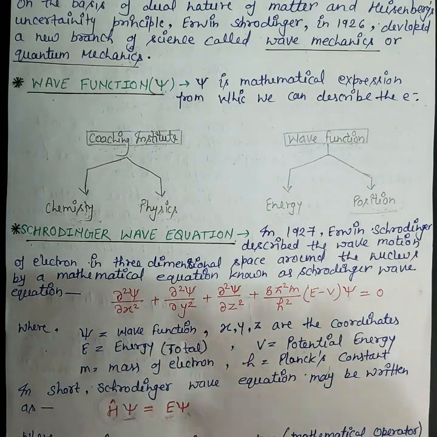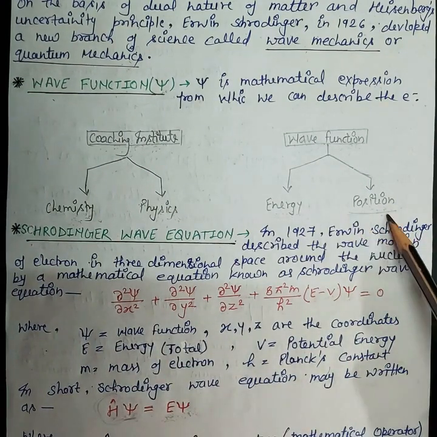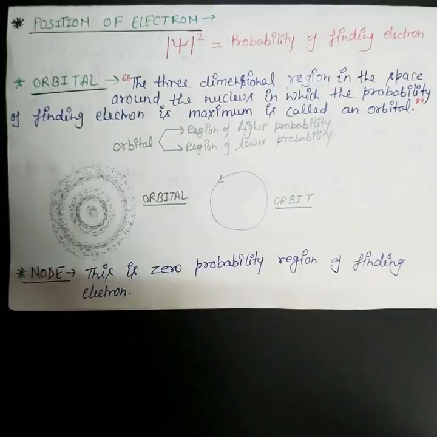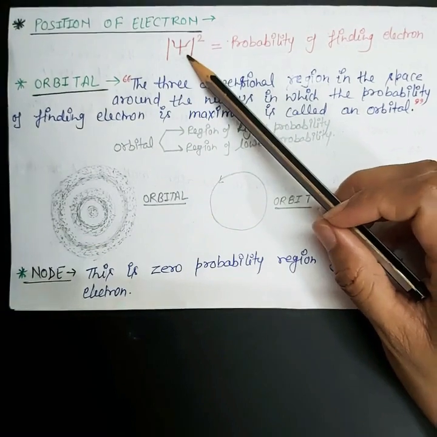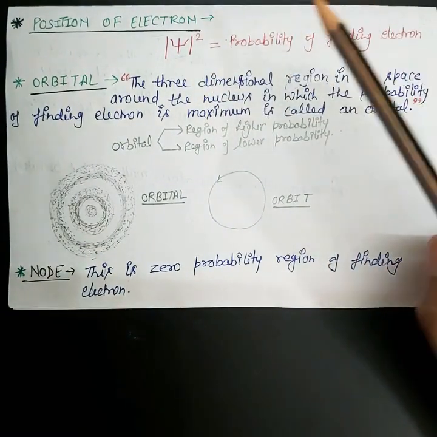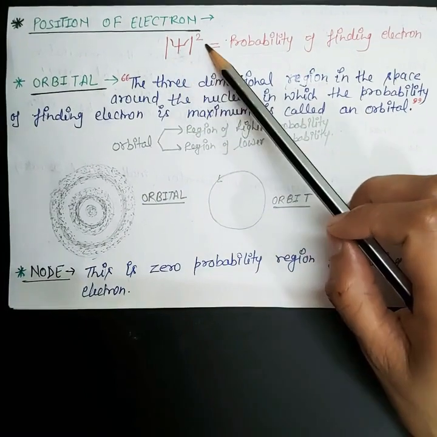So this is how we can get the energy of electron by operating the wave function. Okay, so now what about the position? Now we'll talk about the position of electron. If you have the value of psi and you want to know about the position of electron, then you have to calculate mod psi square.